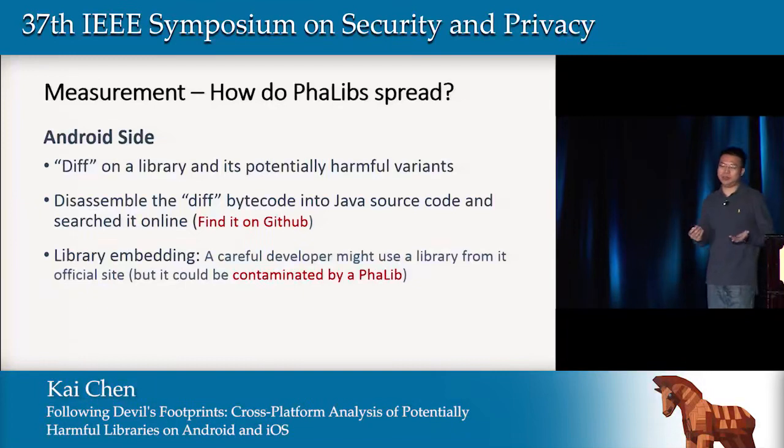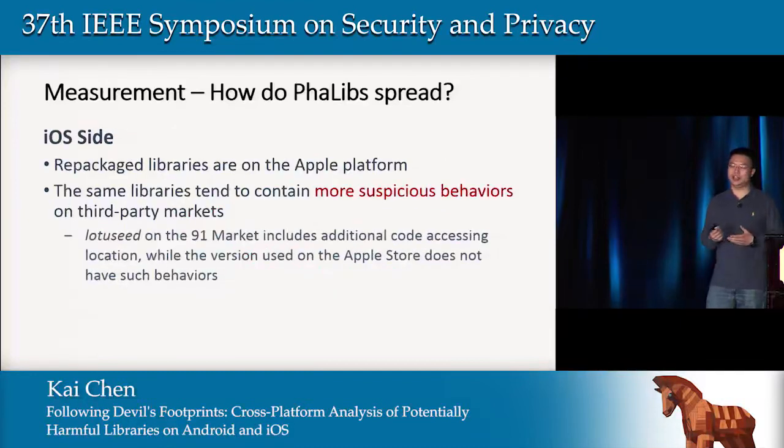The other one is library embedding. A careful developer might use a library from its official website, hoping that it is clean. However, sometimes the library has been contaminated. So this careful developer may use the potentially harmful library inside his app. On the iOS side, it's similar, and repackaged libraries are on the Apple platform. The same library tends to contain more suspicious behavior on third-party markets.